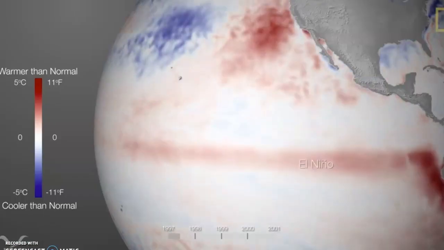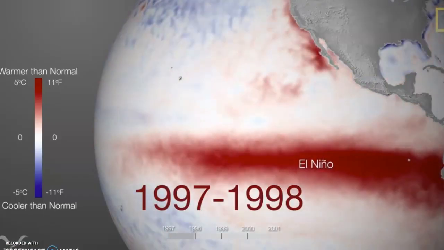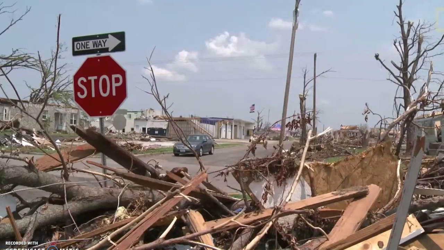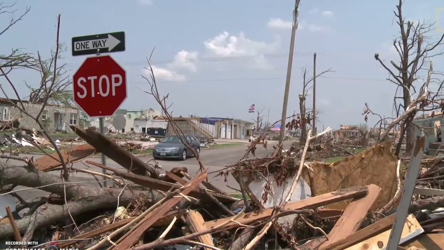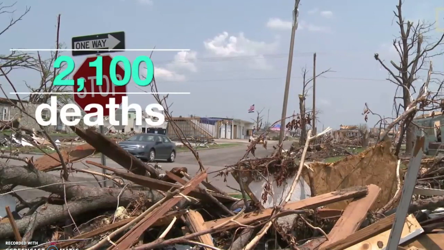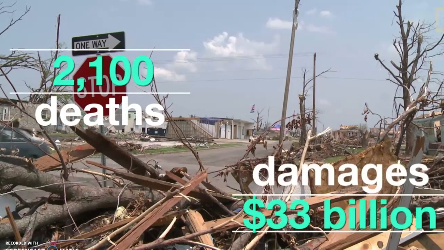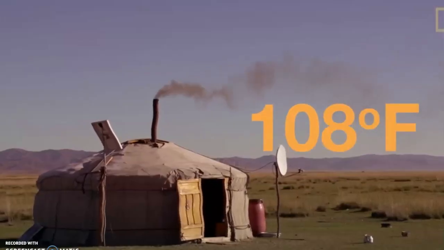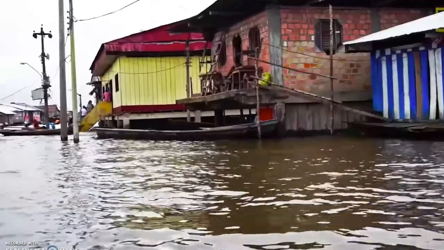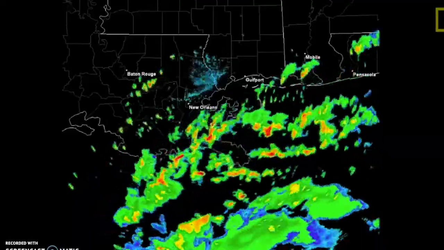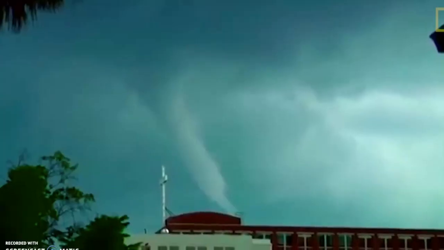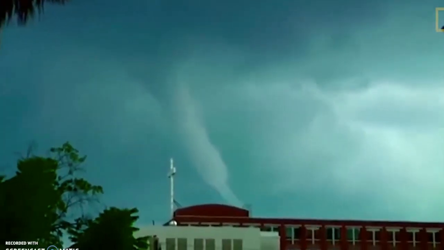In 1997 and 98, the world experienced the biggest El Nino in recorded history. Some estimates blame that El Nino for 2,100 deaths and $33 billion in damages. Mongolia saw temperatures reach 108 degrees Fahrenheit. There was record flooding in Peru. And the U.S. saw storms in the Gulf Coast, flash flooding from California to Mississippi, and tornadoes in Florida.